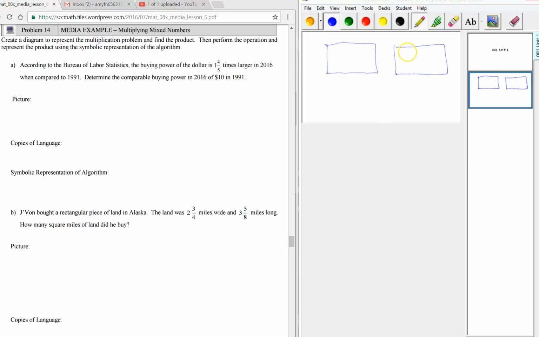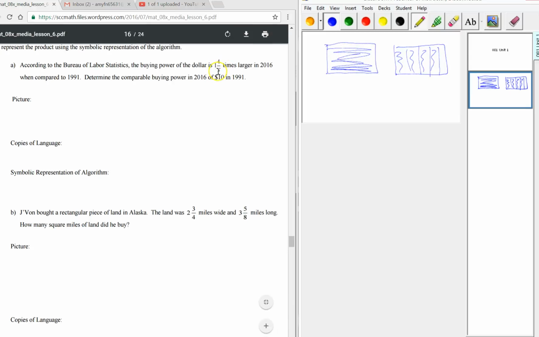So this whole thing would be shaded. Pretend these are equal. Okay, so this is 1 4/5, representing this mixed number. Now we want to think 1 4/5 times as large as $10.